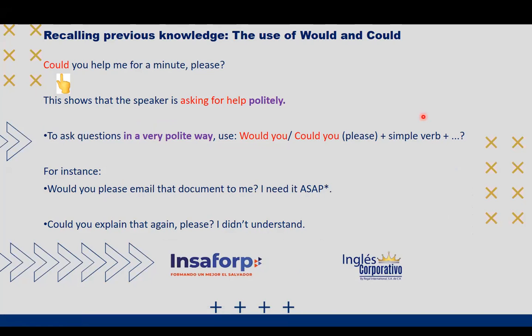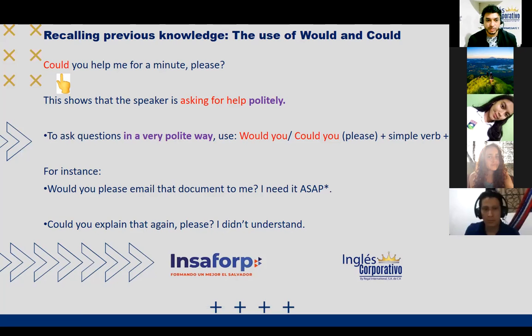Let's see another use. We use could to ask questions in a very polite way. We use would you and could you. Then we can add the word please plus the main verb in simple present and the complement plus the question mark. For instance, would you please email that document to me? Because I need that as soon as possible, ASAP. And then we have another example. Could you explain that again, please? I didn't understand.